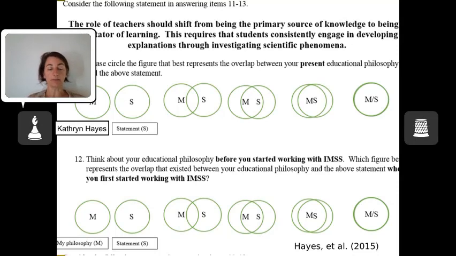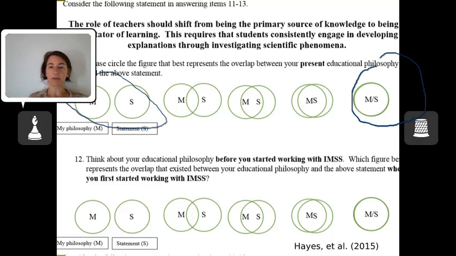This is another kind of Likert scale, and if you like this, you're certainly welcome to use this kind of scale. This is an instrument I created for trying to understand teacher beliefs and how much they overlapped with the philosophies of the work, the professional development work that I've been doing. So you can see here where they say they can circle whether things are completely separate or completely overlapped.